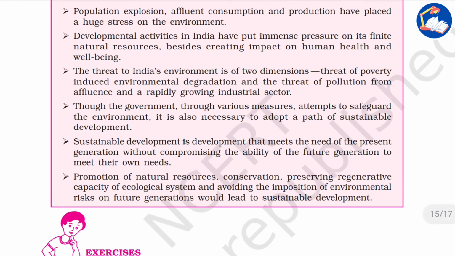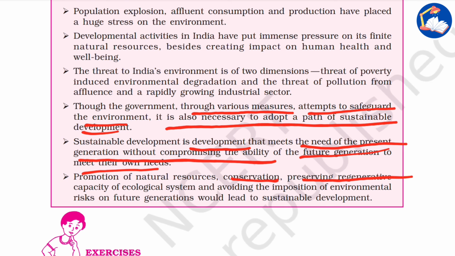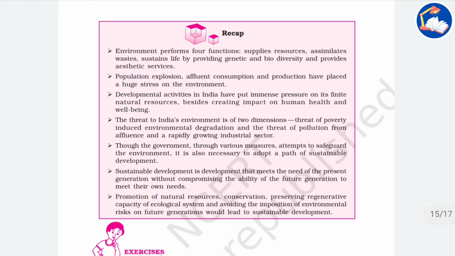Though the government, through various measures, attempts to safeguard the environment, it is also necessary to adopt a path of sustainable development. Sustainable development is development that meets the needs of the present generation without compromising the ability of future generations to meet their own needs. Promotion of natural resources conservation, preserving the regenerative capacity of ecological systems, and avoiding the imposition of environmental risk on future generations would lead to sustainable development. So these are basically the points that we have discussed so far.